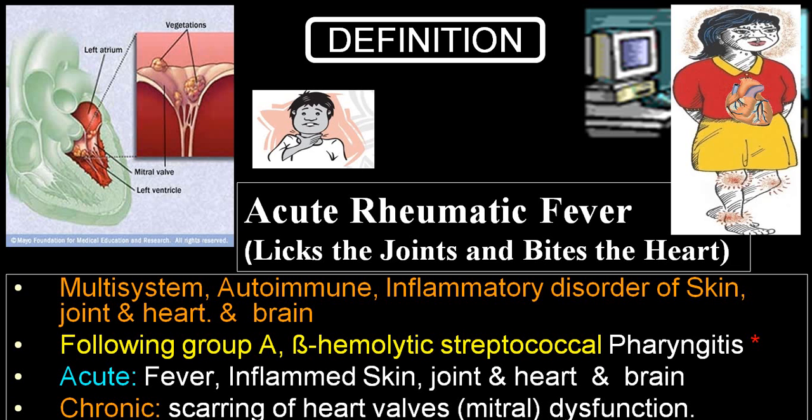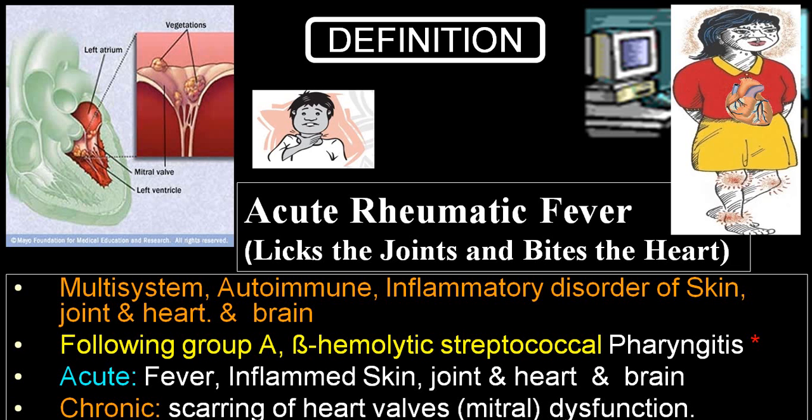There is one phrase commonly used for acute rheumatic fever: rheumatic fever licks the joints and bites the heart. It involves the joint but does not destroy it, but it can destroy the valvular structure of the heart. That's why it is said to bite the heart. What is acute rheumatic fever? Acute rheumatic fever is a multisystemic autoimmune inflammatory disorder which involves skin, joints, heart and brain. It is secondary to group A beta hemolytic streptococcus infection of the upper respiratory tract, and secondary to that an autoimmune inflammatory mechanism plays a role and involves skin, joints, heart and brain.